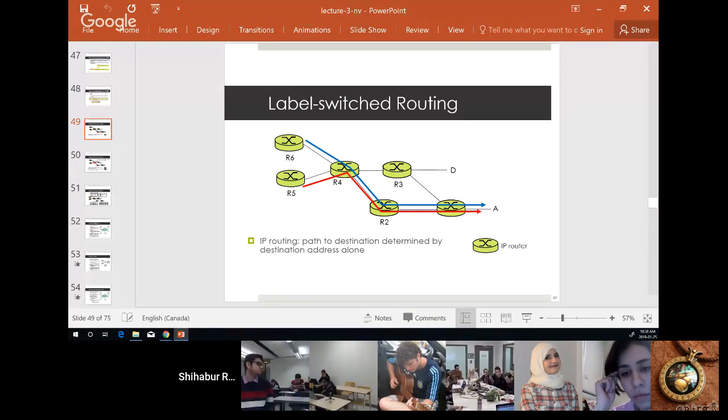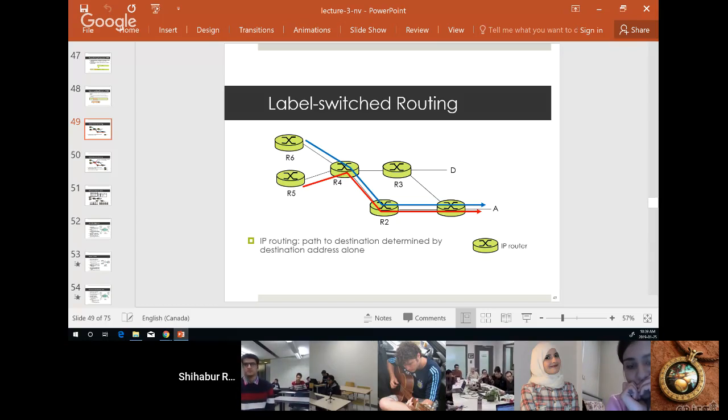This slide is here to contrast with label switching. In this case, and that's how it works in traditional IP networks, we route based on the destination IP address. Say, for example, router 5 and router 6 have packets to send to destination A. The packets from router 6 are blue packets, and the packets from router 5 are red packets. Both red and blue packets are destined to destination A.